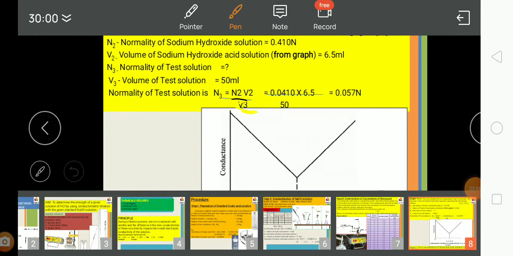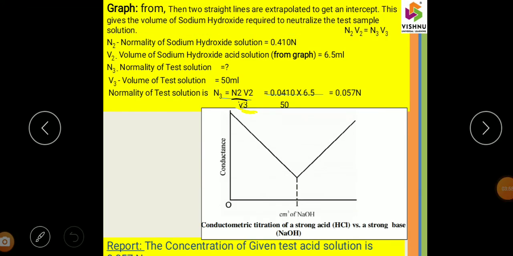Now we observe the calculation part and draw a graph between the volume of NaOH and conductance. Here the volume of NaOH is taken on the x-axis and the corrected conductance on the y-axis, which gives a V-shaped graph. The two lines coincide at a point. That point is projected onto the x-axis, which gives the volume of NaOH.